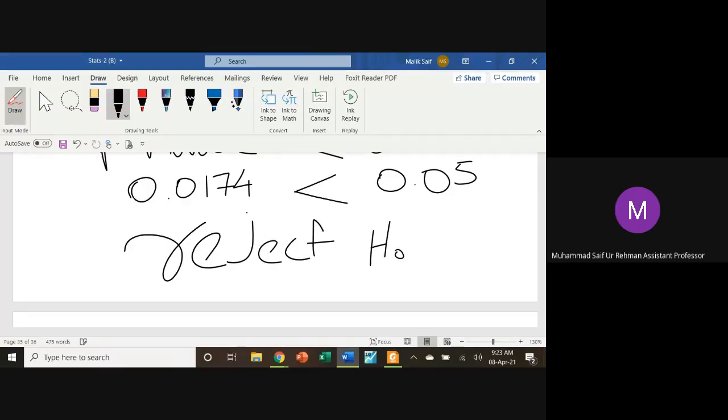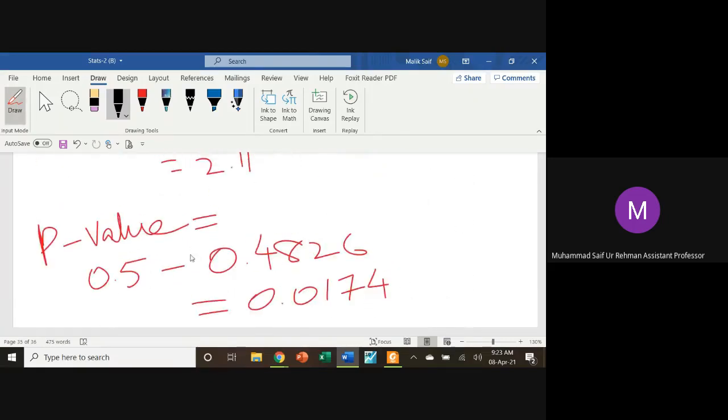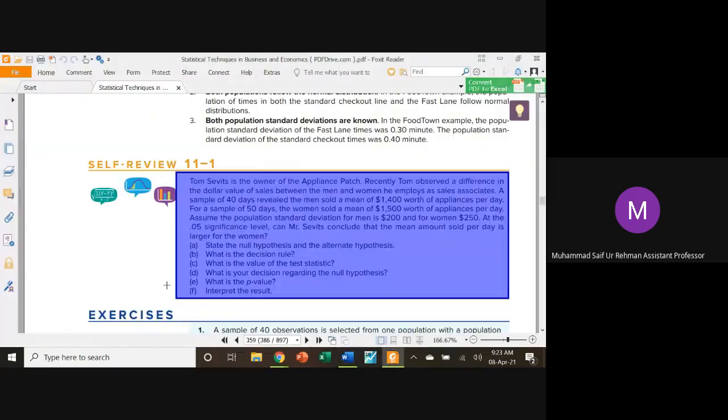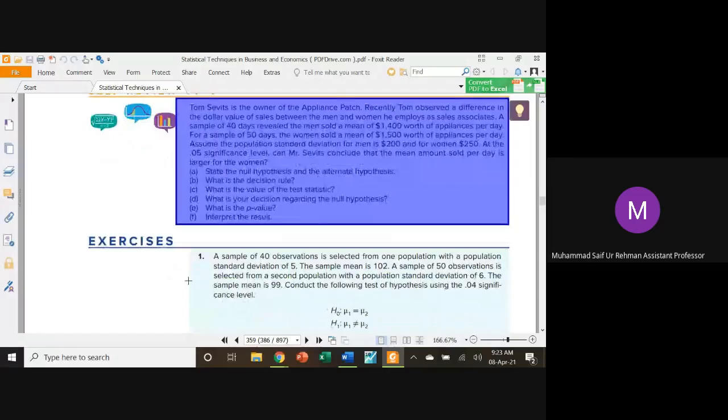So you may also use this strategy to decide about the null hypothesis. But it is not required over here, because here he is only interested in knowing the p value. So the p value is this. You may stop this step over here. So this was self-review 11-1.